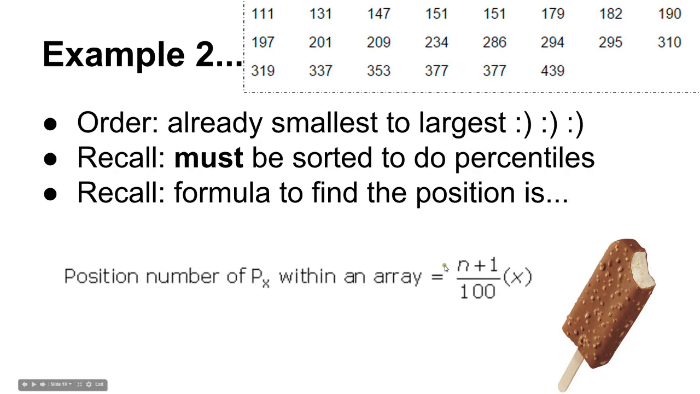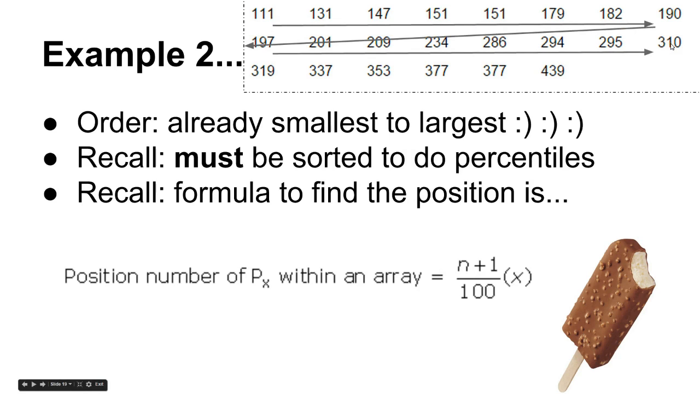Okay, so first thing you do, you order everything in your data set from smallest to largest. Let's take a look at how that's done. It's done for us in this case: 111 all the way up to 190. And then just for the sake of space, we've got 3 rows: 190, 197, and then all the way across to 310, and 319 across to 439. So ordered smallest to largest.